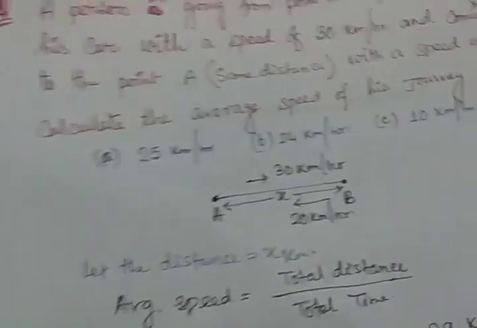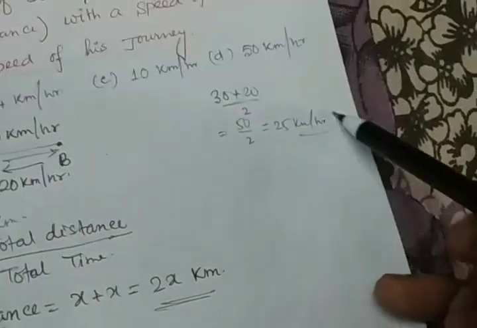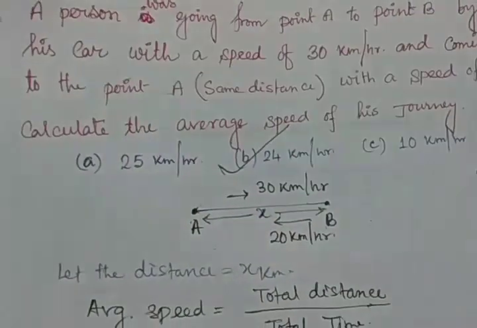Now see, if you calculate in this way, it is coming 25 kilometer per hour, but the actual answer is 24 kilometer per hour. So option B is the right answer.